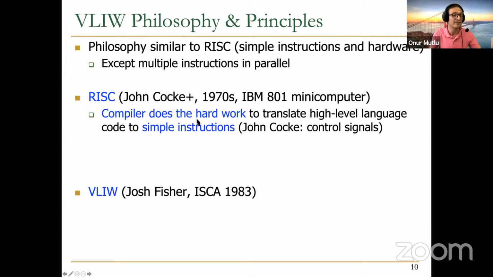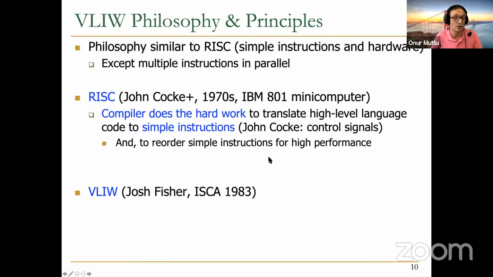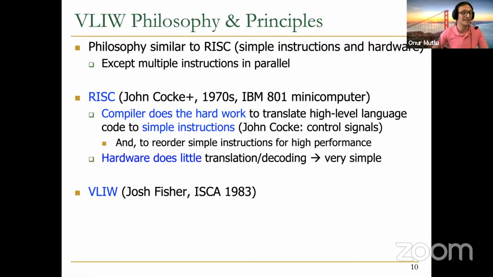So people developed the interface of having simple instructions, but as simple as possible instructions, not complicated instructions like string copy, for example. That's too complicated. You want to add and not XOR, simple arithmetic and bitwise instructions, not even multiply, as I said. And of course, the compiler needs to reorder simple instructions for high performance to do this. And the philosophy is that hardware does little. It does little translation and decoding. It stays very simple, no dependency checking as much as possible, and no reordering of instructions. But as we discussed earlier, this is not an easy task to do.